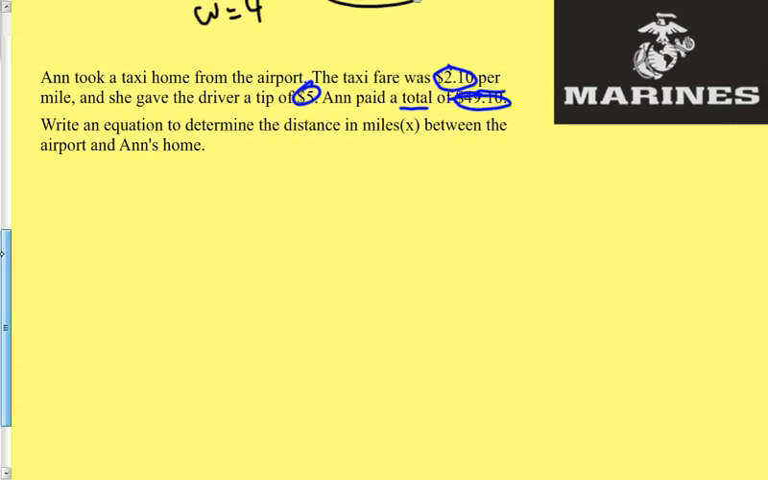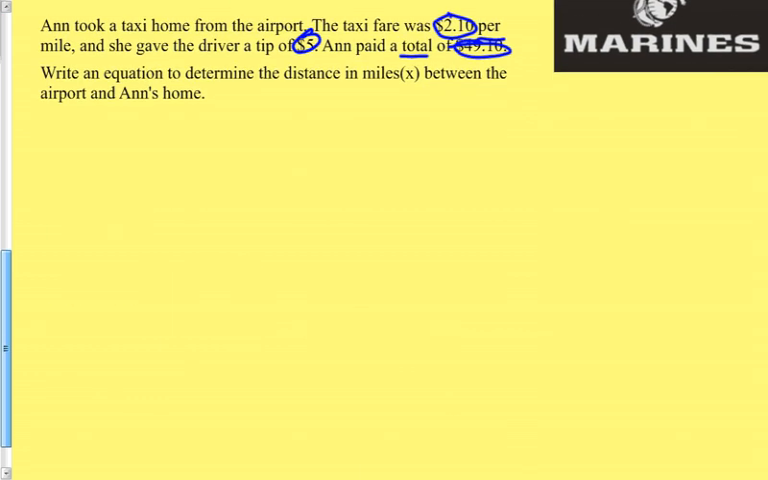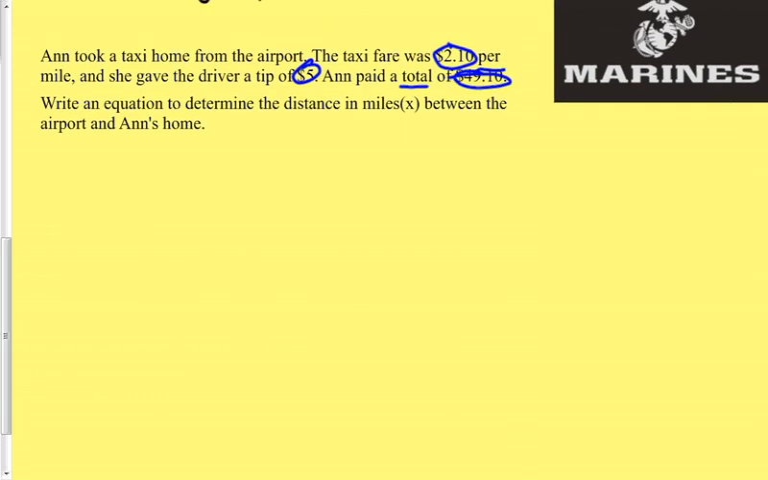I do want to point out one other word for addition. And is another common one. Depending on how it's used, it sometimes can be for addition. Now the question is, write an equation to determine the distance in miles. So miles is what we're trying to find. So we'll use X for that. Per mile. Between the airport and Anne's home.